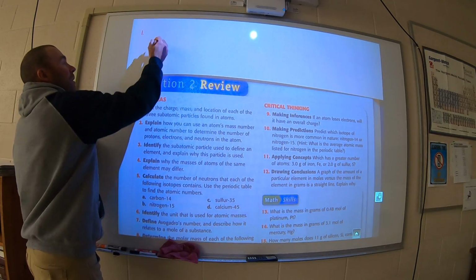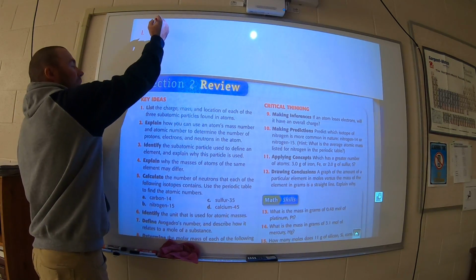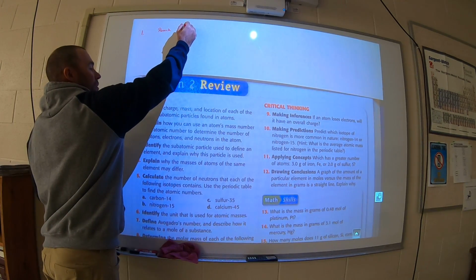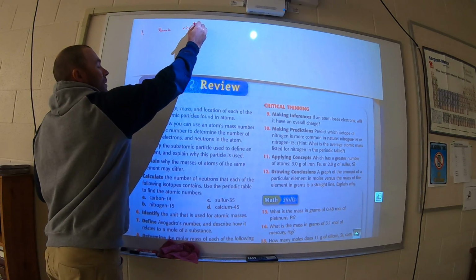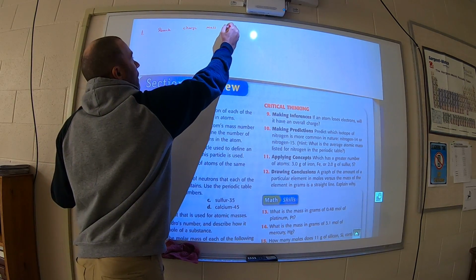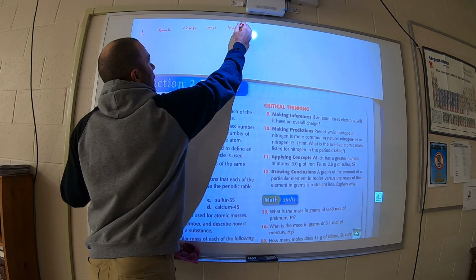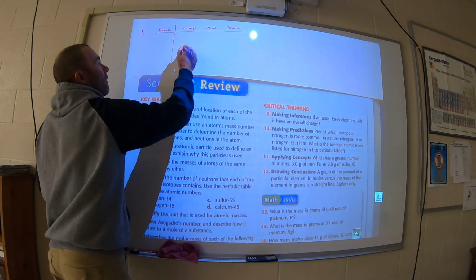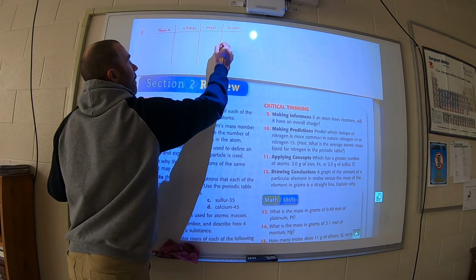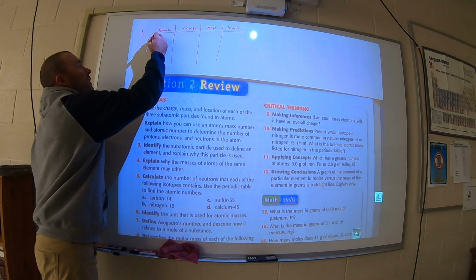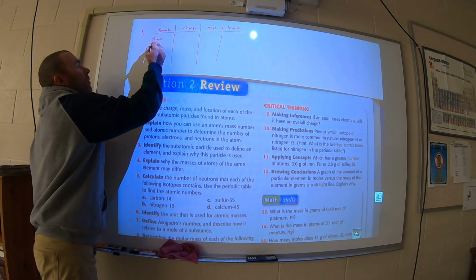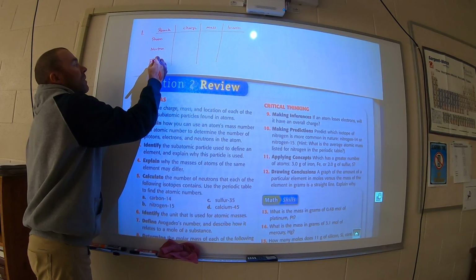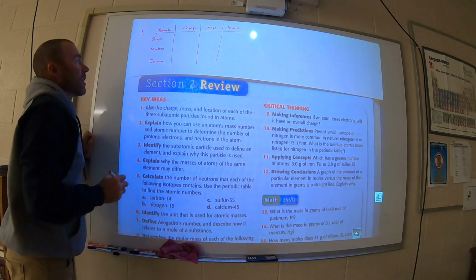So we'll say charge. Let me make a column first that says particle, charge, mass, and location. So proton, neutrons, and electrons are the 3 particles.